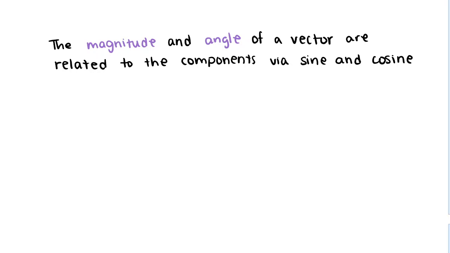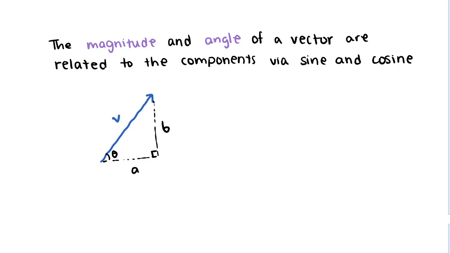If I draw out my vector v again, and I draw out the horizontal and vertical components, and again label them A and B, and let's say I also want to include the angle of my vector, thinking of my angle in standard position, there's my angle theta. How are all of these different quantities related, the magnitude, the angle, A and B? Well, they're related by sine and cosine.